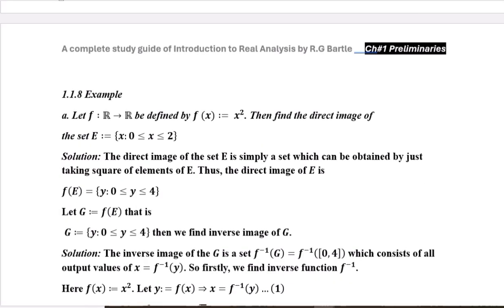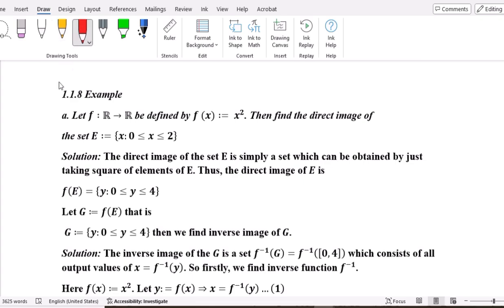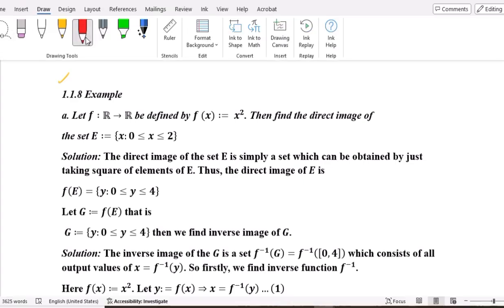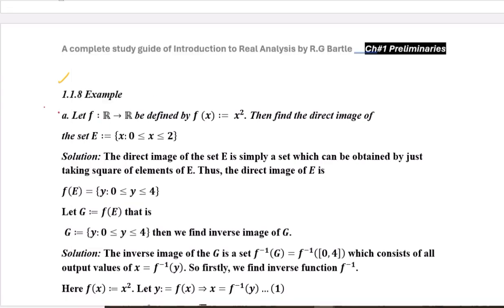This is example 1.1.8 given in your textbook. Part A. Let f be a function from R to R given by f(x) = x squared. Then find the direct image of the set E. This is the same example that we have discussed above. This is my set E. We need to find the direct image.